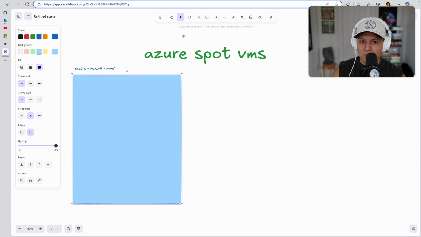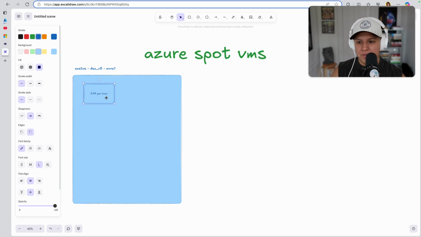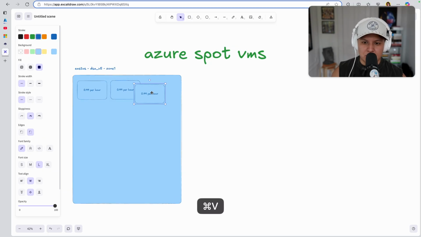And in here we have a bunch of VMs, right? And let's say that each one of these VMs costs 0.9999 per hour. Okay, let's just say that. And we'll just add a couple more VMs in here. And here we're just trying to simulate.